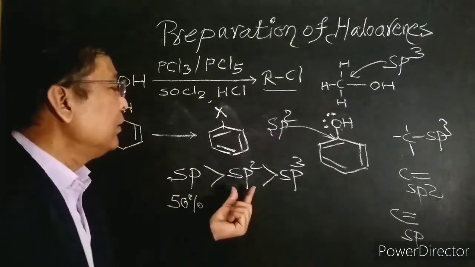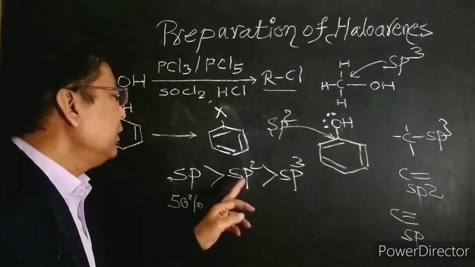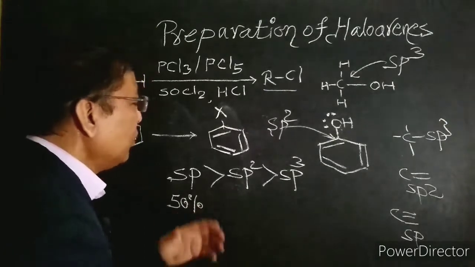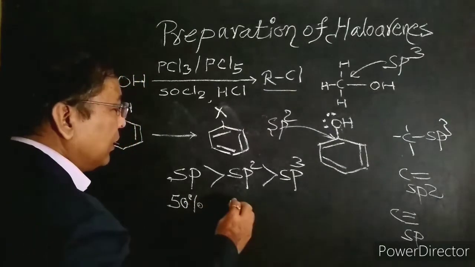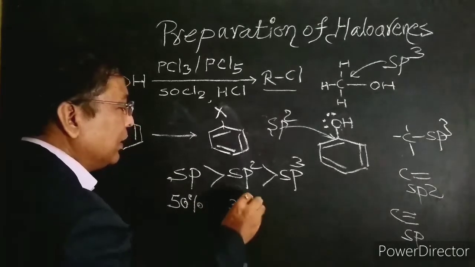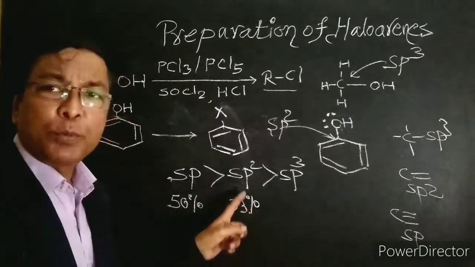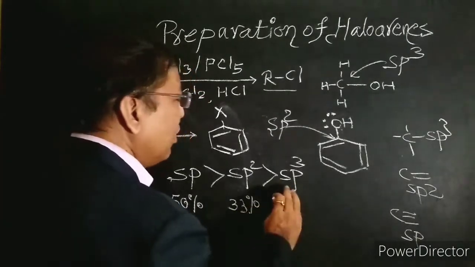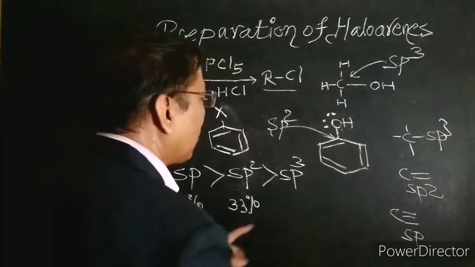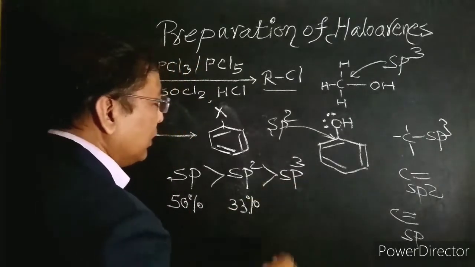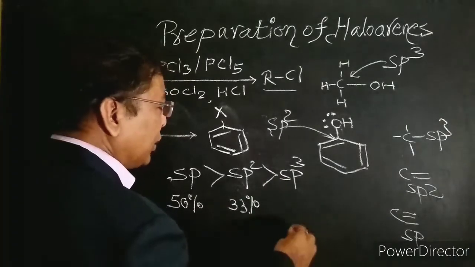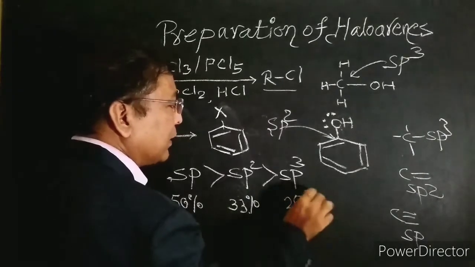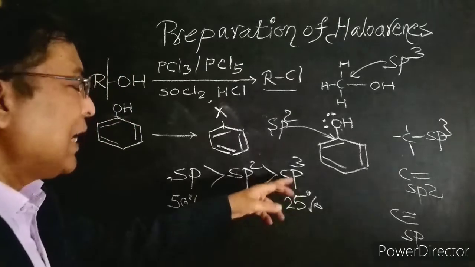In sp2 hybridization, three atomic orbitals have undergone mixing, therefore we divide 100 by 3 and get 33%. This is the s character in sp2 hybridization. In sp3 hybridization, we divide 100 by 4, because 1s and 3p orbitals have undergone hybridization, so we get 25%. This is the s character in sp3 hybridization.